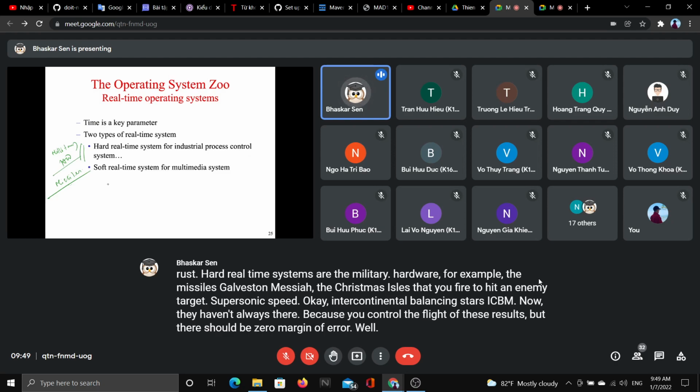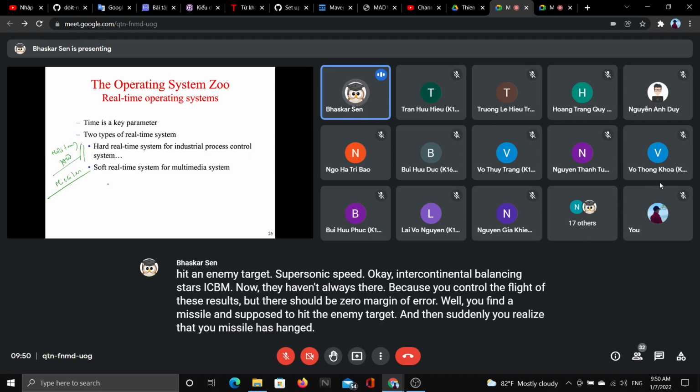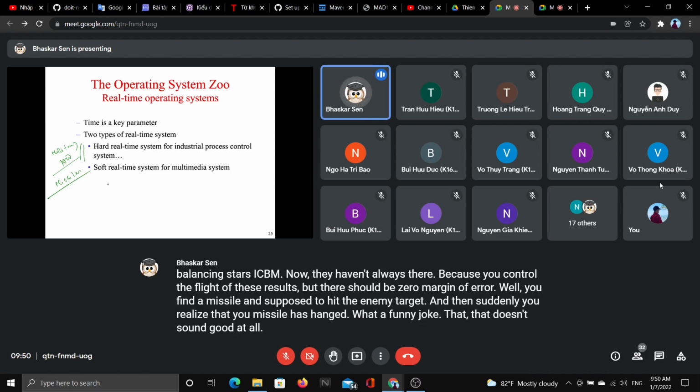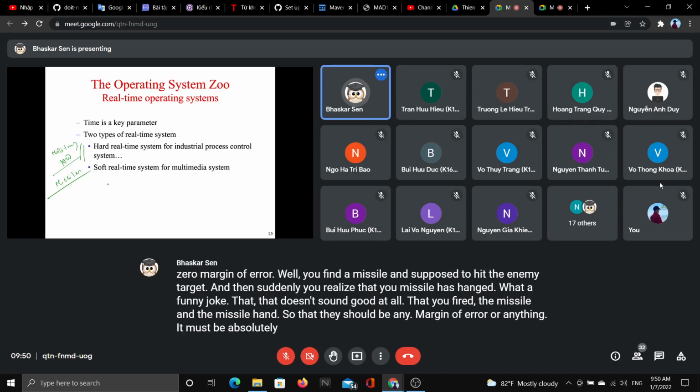Suppose you fire a missile and it hits the enemy target, and then suddenly you realize that your missile has hanged. What a funny joke, is it? That doesn't sound good at all, that you fired a missile and the missile hanged. So there shouldn't be any margin of error or any delay. It must be absolute. It must work with absolute precision.